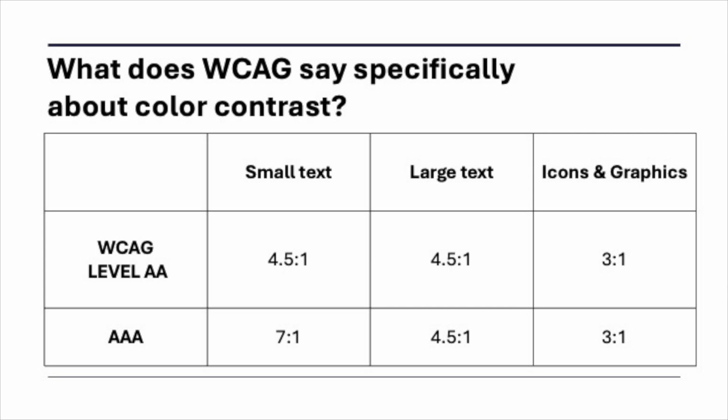And then for icons and graphics, you only need to have a 3 to 1 color contrast ratio. The AAA level for WCAG indicates that small text should have a 7:1 color contrast ratio, and large text, again, is back at that 4.5:1 color contrast ratio, and icons and graphics remain at 3:1. That's a lot. Let's unpack it. We are not going to do math in this webinar.